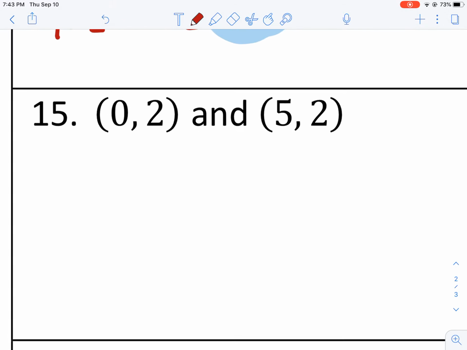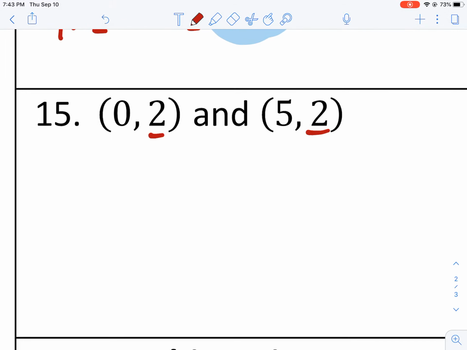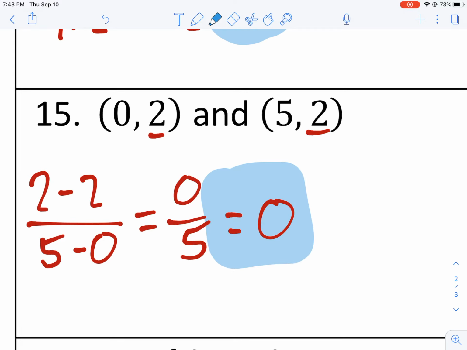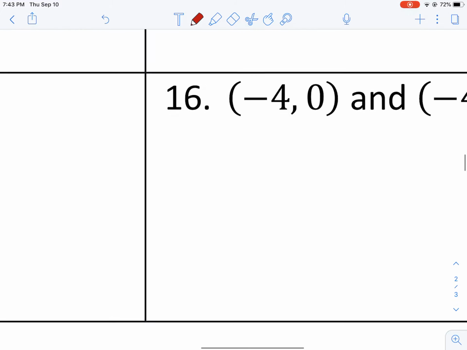Number 15, same thing, all right? Our y values are 2 and 2, so we've got 2 minus 2. Then our x values, we've got 5 minus 0. So interesting here, 2 minus 2 is 0, all right? 5 minus 0 is 5, so this slope is actually just 0, all right? If 0 is on the top, that means your slope is 0.